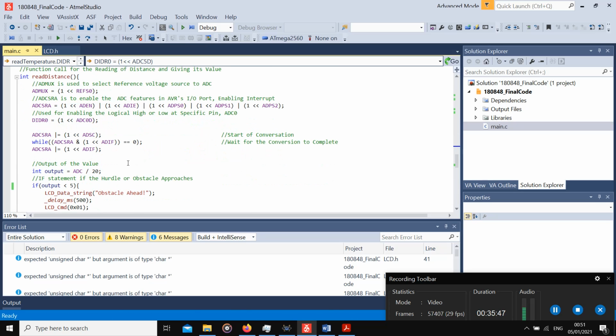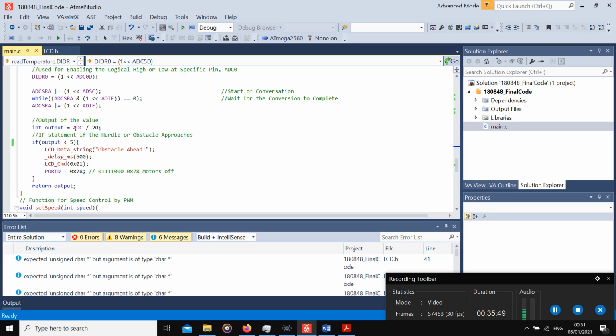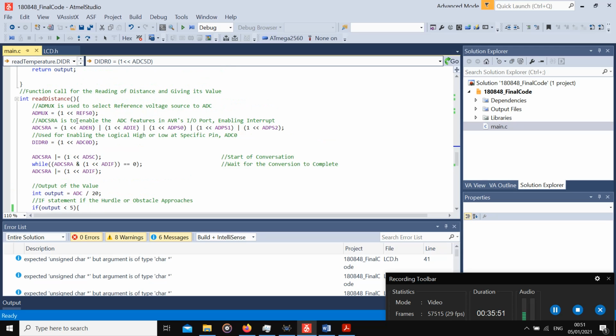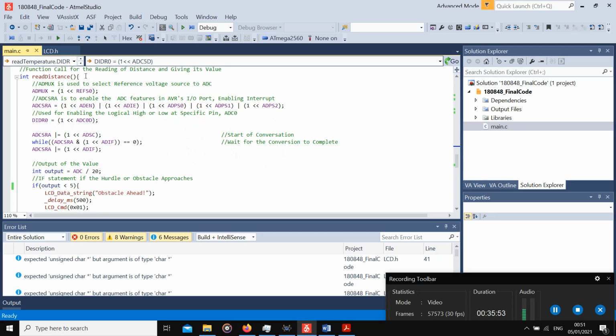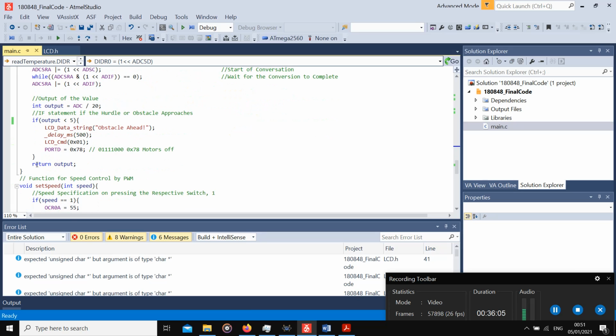Then you have the output. You have a different formula for your temperature, you have a different formula for your distance. So the value that is given to you by the ADC is now getting divided by 20, and your output is at the end getting returned.